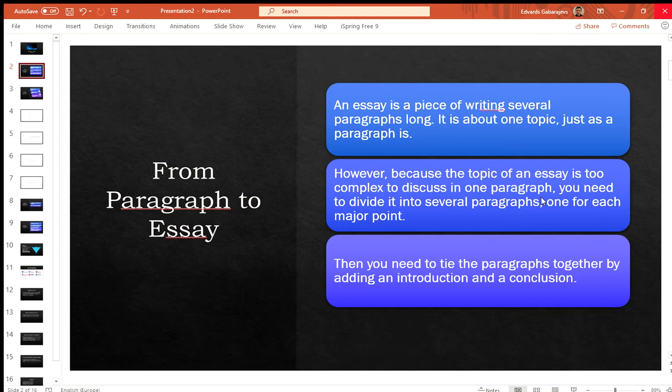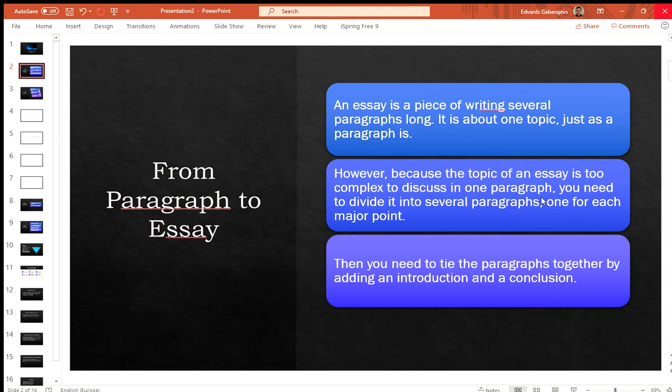So basically, some of the key points that they introduced to us in the very beginning of the handout. An essay is a piece of writing several paragraphs long. It's about one topic, just as a paragraph is. And it is important to understand that an essay is basically a very long paragraph. We already talked about paragraphs a lot before, and you guys understand how to write a paragraph. An essay is just a paragraph's big brother, at least in its essence.